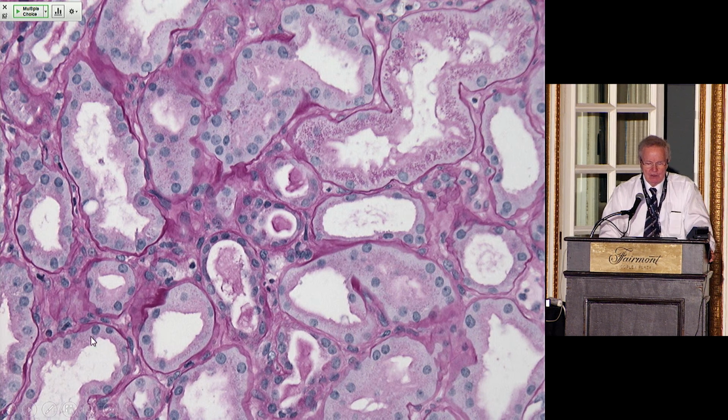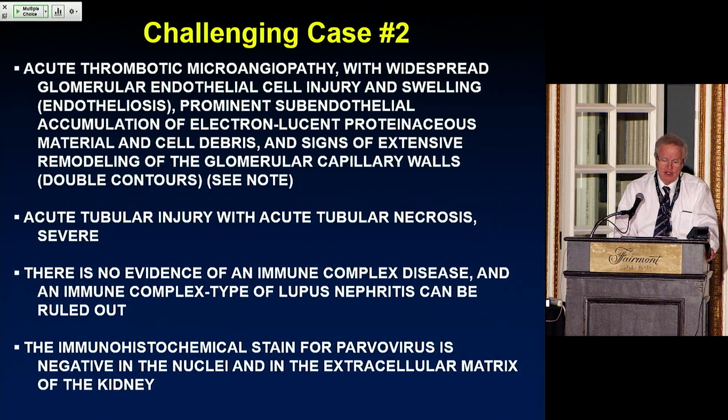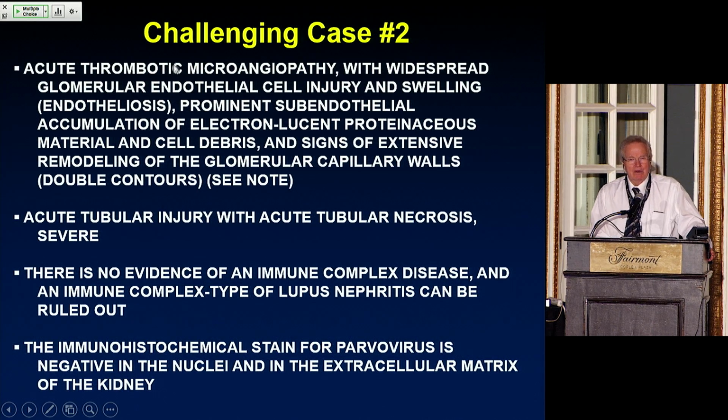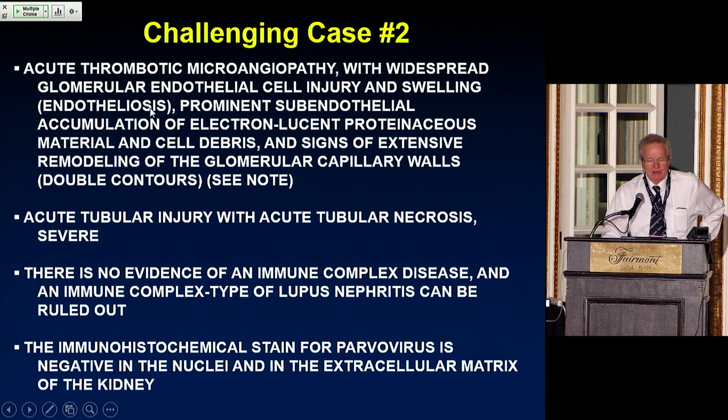The patient has, in addition, of course, tubular injury. There's some necrotic debris in the tubules from this severe injury. So this patient has an acute thrombotic microangiopathy, predominantly, because mostly the glomeruli were involved, with widespread glomerular endothelial cell injury and swelling, what we call endotheliosis. If this patient had been pregnant in the third trimester with preeclampsia, this would have been a classic example of the kidney involvement in a pregnancy-related complication, of the type of the acute, like we used to call it, acute kidney failure.